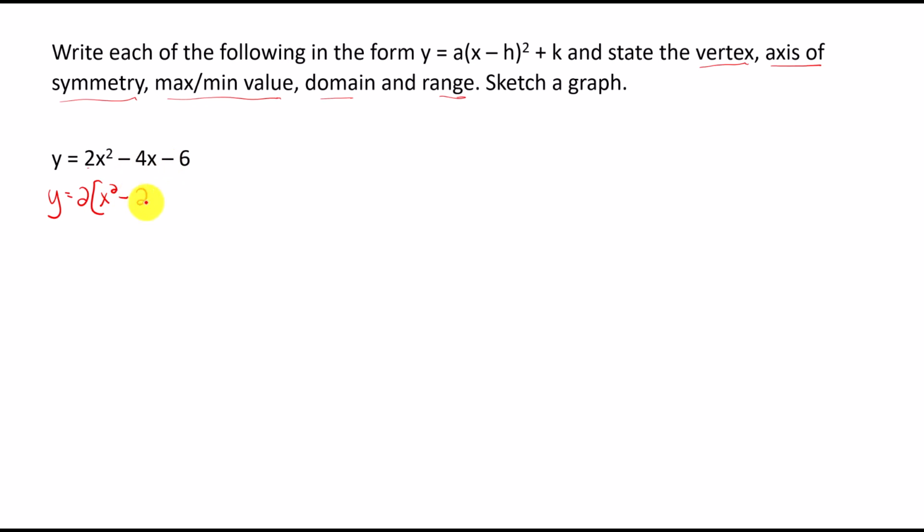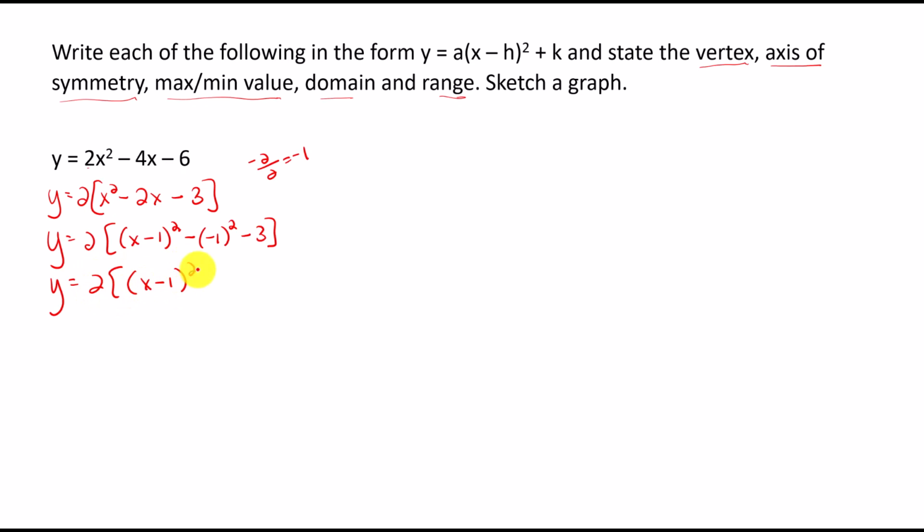So I'm going to have x squared minus 2x minus 3. And then what we're going to do is, remember, we're going to take half of this. So negative 2 divided by 2 is negative 1. So inside here, I'm going to have (x minus 1) squared, and then I'm going to immediately subtract that same value squared and bring down my minus 3. So I have inside (x minus 1) squared, and then this is going to end up being negative 1 minus 3, which is negative 4.